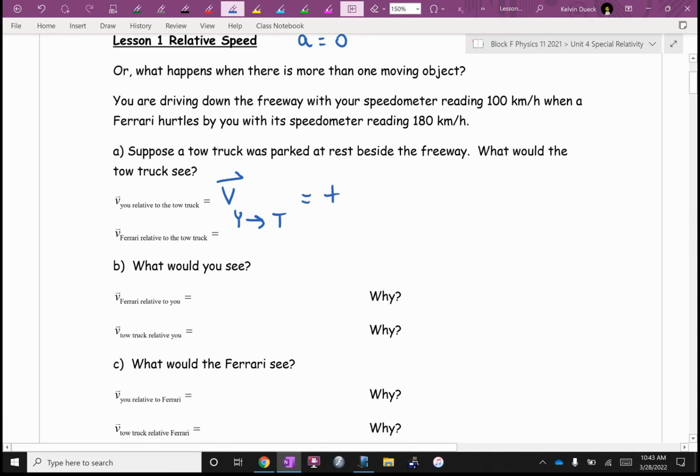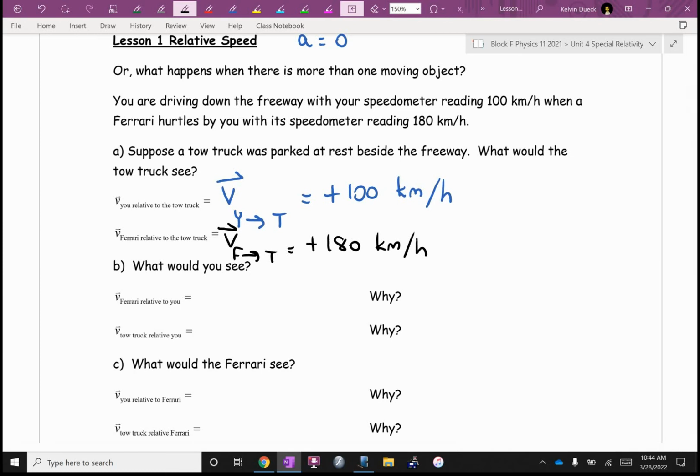How fast do they see you traveling, magnitude wise? This isn't a big surprise. They see you go zipping past at positive 100 kilometers per hour. This is what most of you are used to because most of the time when we do speeds and velocities, we assume the object that we're peering out from is at rest, like the tow truck. What about the velocity of the Ferrari? Well, the velocity of the Ferrari relative to the tow truck would be positive 180 kilometers per hour. That's hopefully not that big a surprise.